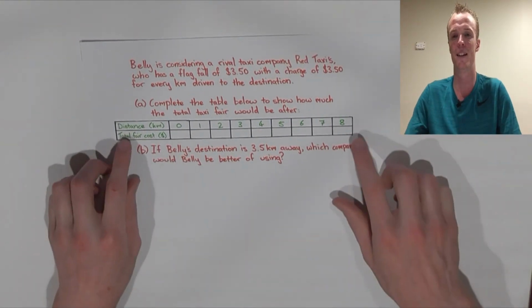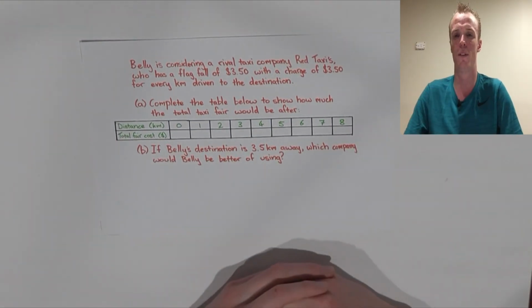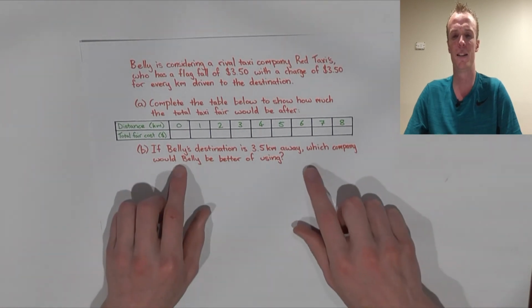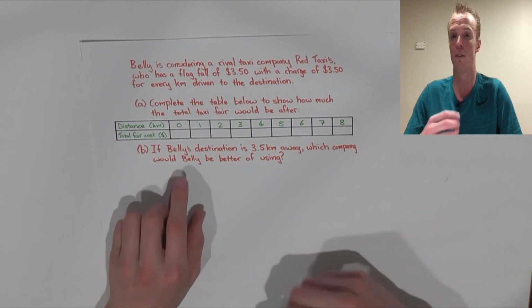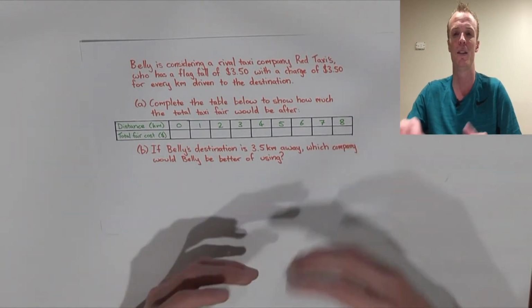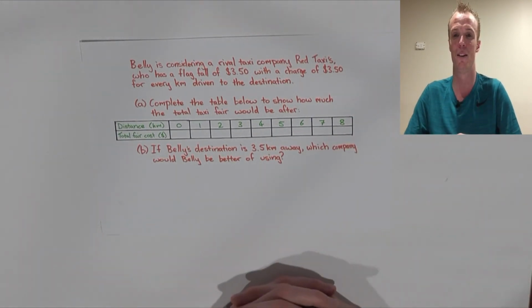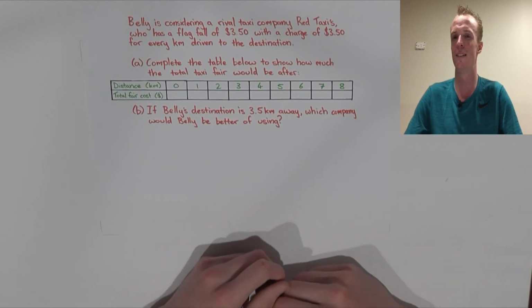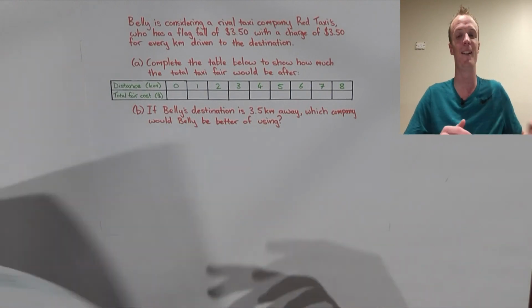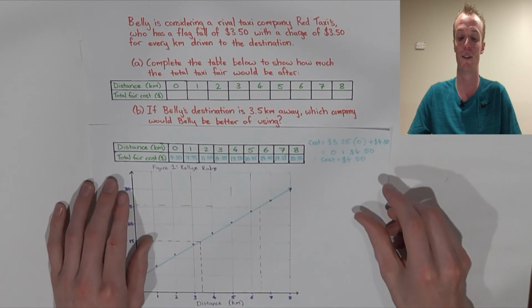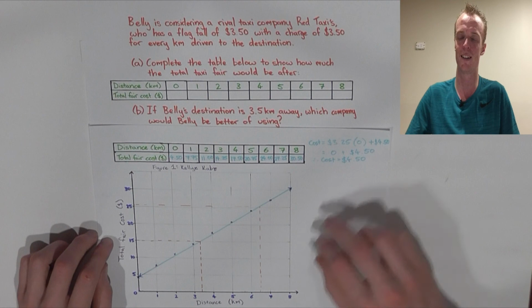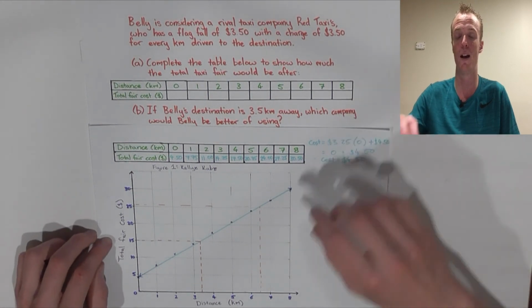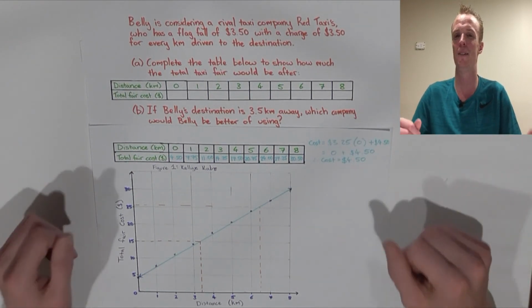After you've completed this table, I want to challenge you with the following question. If Belly's destination is 3.5 kilometres away, which company would Belly be better off using, Red Taxis or Kelly's Cabs that we had earlier? To help you answer this question, I want you to bring in the same graph that we used for Kelly's Cabs. I want you to plot on the same set of axes the set of values that you got and put a trend line and see what you discover.